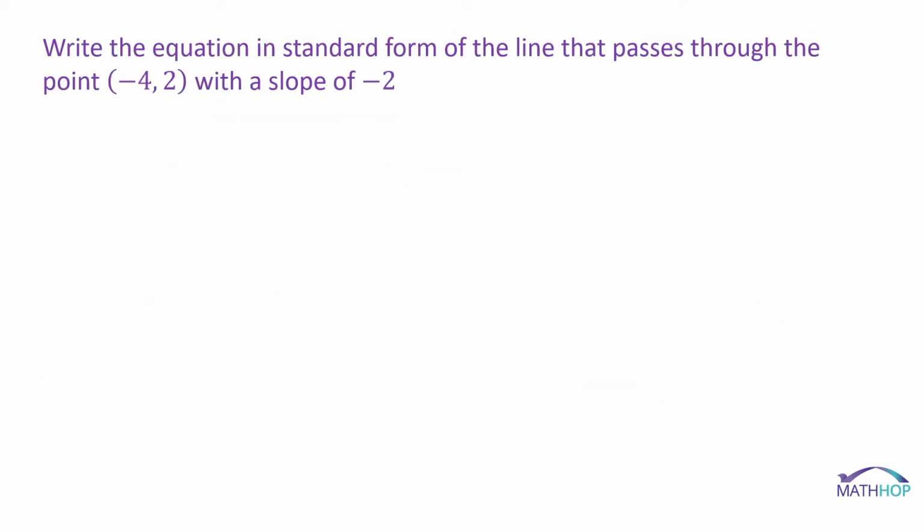All right, what if you're asked to write an equation in standard form, but you're not given an equation? So you're not actually transforming one, you're writing the equation from the get-go. So here we are given, write the equation in standard form of the line that passes through the point negative 4, 2, and has a slope of negative 2. So given a point and the slope, point-slope form is the easiest form to use. That's why it's called point-slope form. It works best when you have a point and a slope.